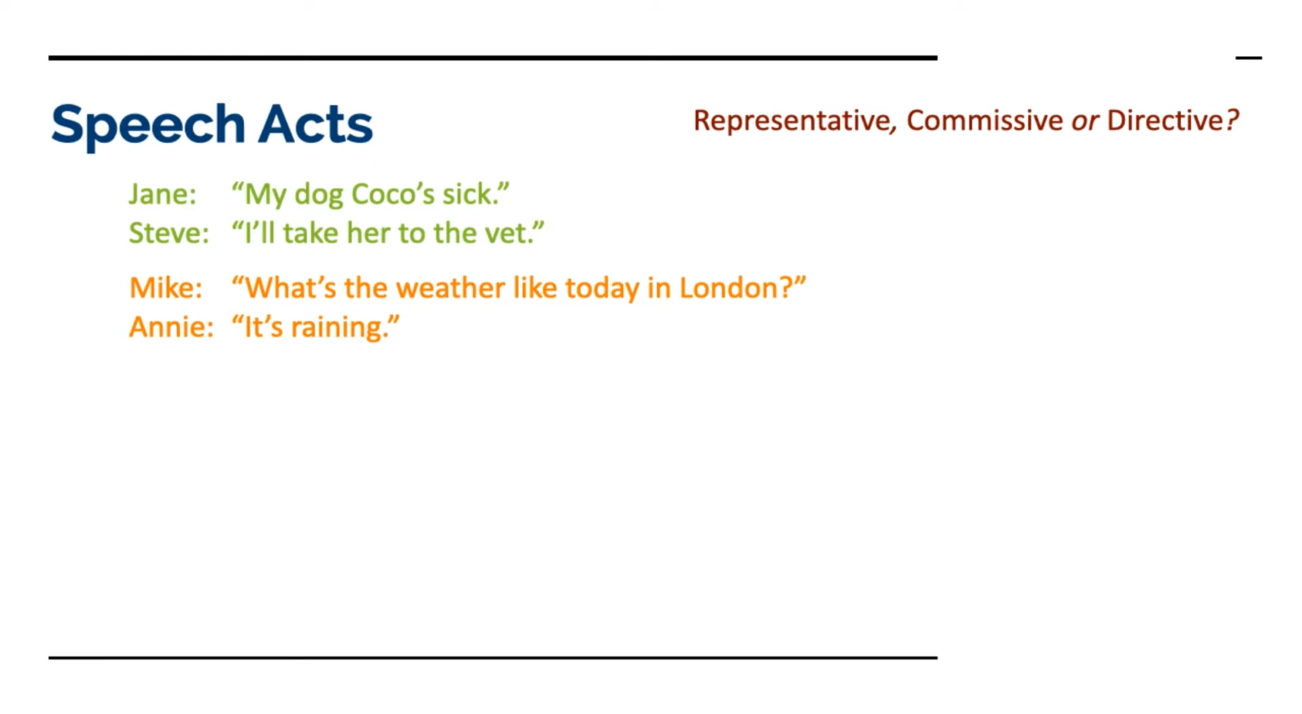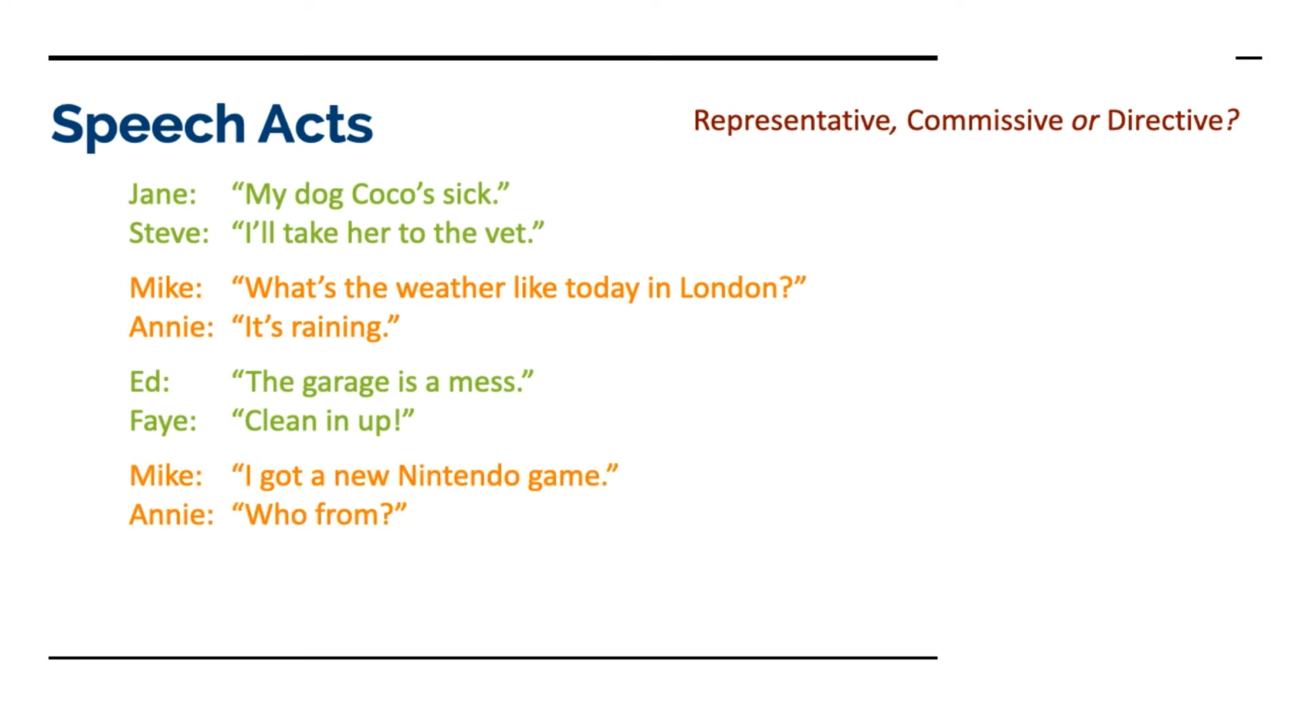How about Mike and Annie? "What's the weather like today in London?" "It's raining." Is Annie's utterance, "It's raining," a representative, commissive, or directive? How about between Ed and Faye? "The garage is a mess. Clean it up." Is Faye's utterance, "Clean it up," representative, commissive, or directive?